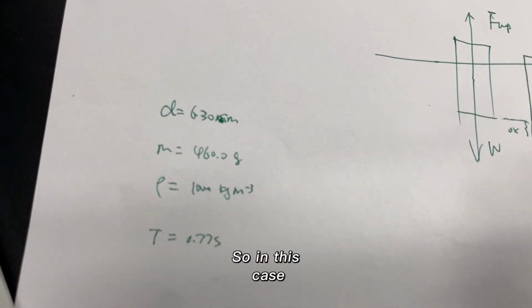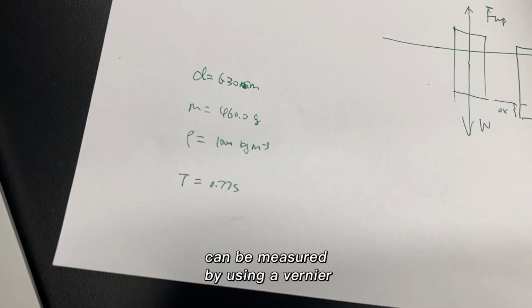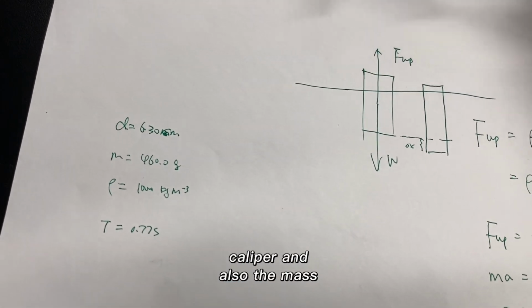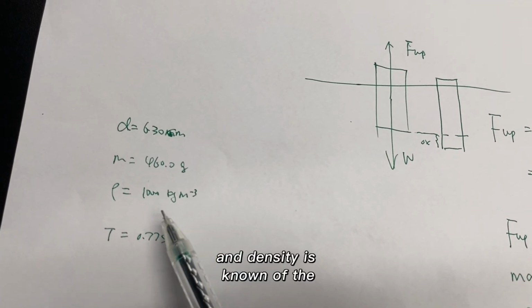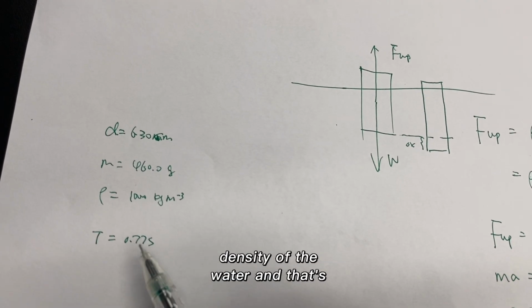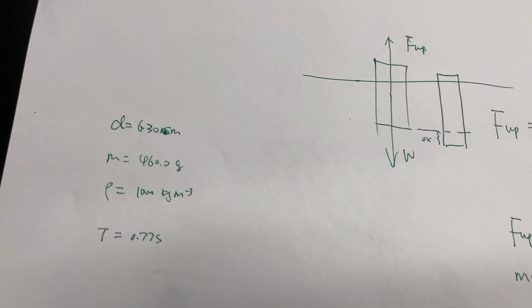In this case, the diameter of the bottle can be measured using a vernier caliper, and the mass can be measured using the balance, and the density of the water is known. And that's the prediction of the period.